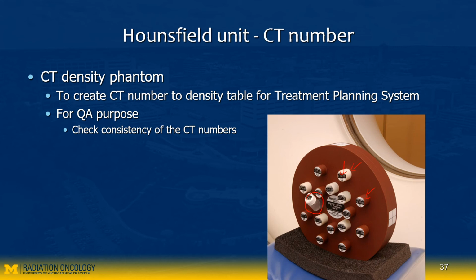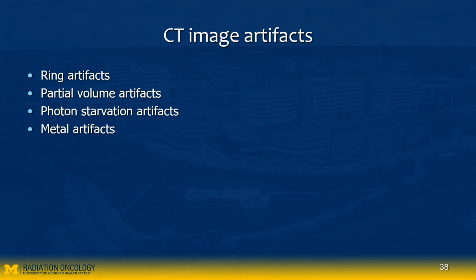Okay, so this phantom can be used to commission your treatment planning system. Also, this phantom can be used for monthly constancy checks. All right, so I want to conclude today's CT lecture by introducing what kinds of different artifacts a CT scanner can have. Okay, so there are many different situations, but I will introduce 4: ring artifact, partial volume artifact, photon starvation artifact, and then metal artifact.